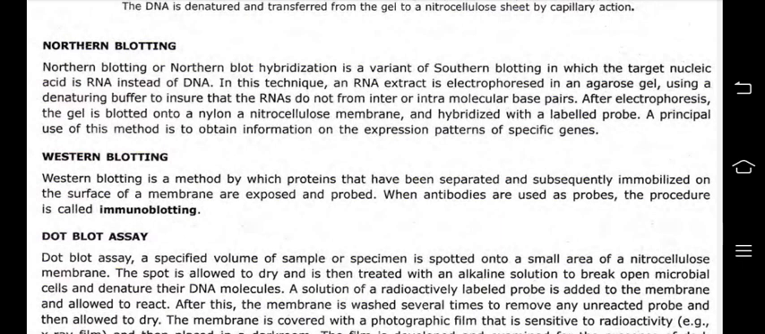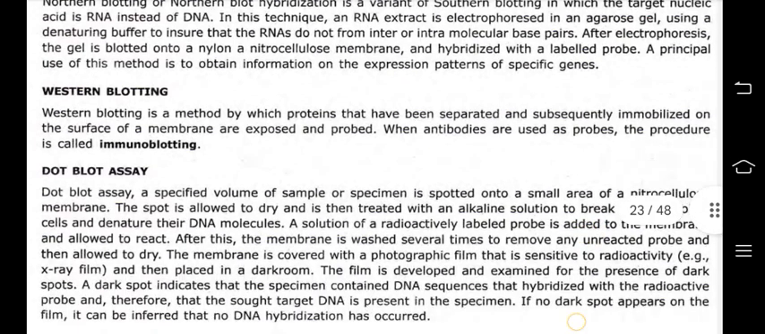Next, Western blotting is a method by which proteins that have been separated and subsequently immobilized on the surface of a membrane are exposed and probed. When antibodies are used as probes, the procedure is called immunoblotting.